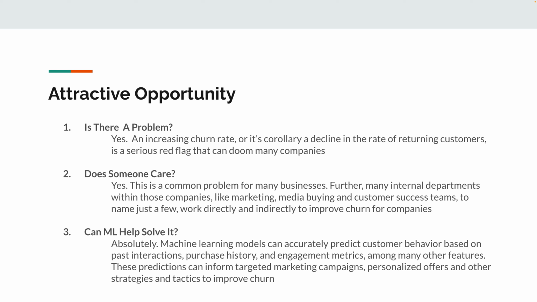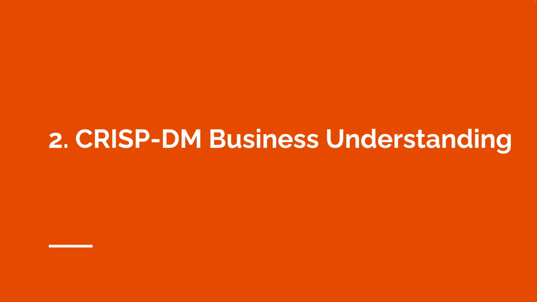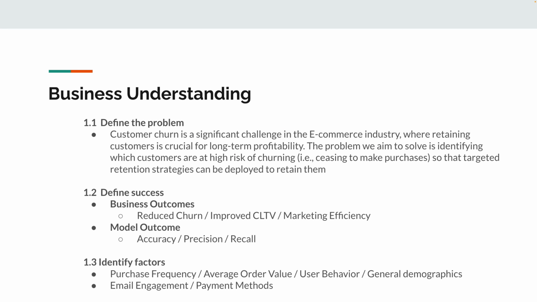And can ML help solve it? Absolutely. Machine learning models can accurately predict customer behavior based on past interactions, purchase history, engagement metrics, a whole host of other features. These predictions can inform targeted marketing campaigns, personalized offers, and other strategies and tactics to improve churn rate. Now, as this lines up with CRISP DM, once again, going through everything: business understanding, define the problem. Customer churn is a significant challenge in the e-commerce industry, where retaining customers is crucial for long-term profitability. The problem we aim to solve is identifying which customers are at a high risk of churning so that targeted retention strategies can be deployed to retain them.